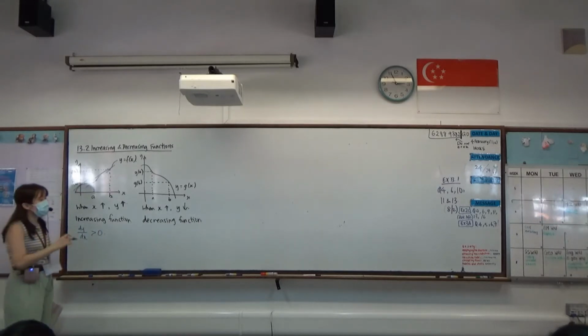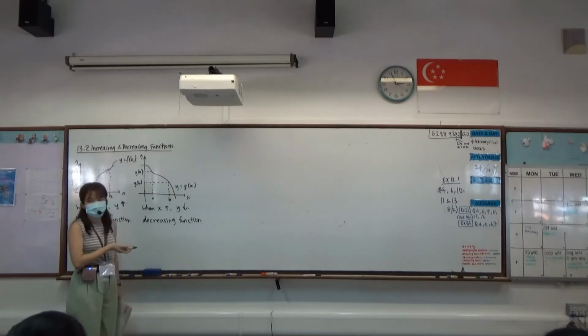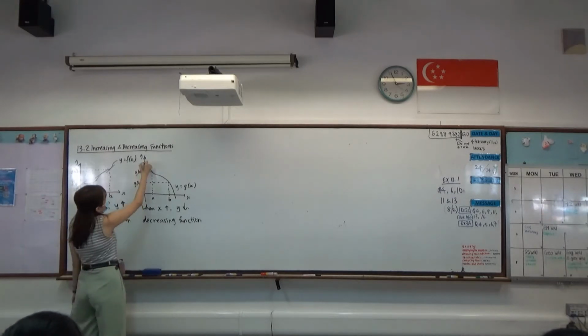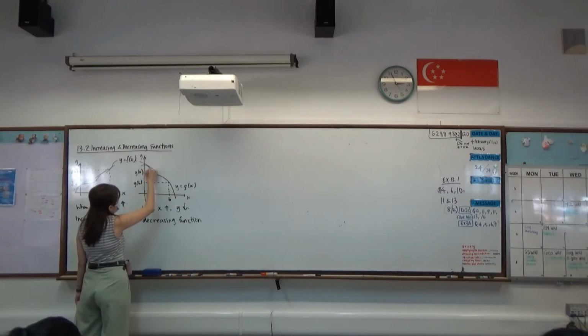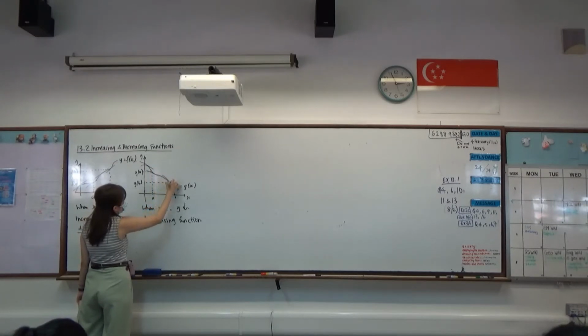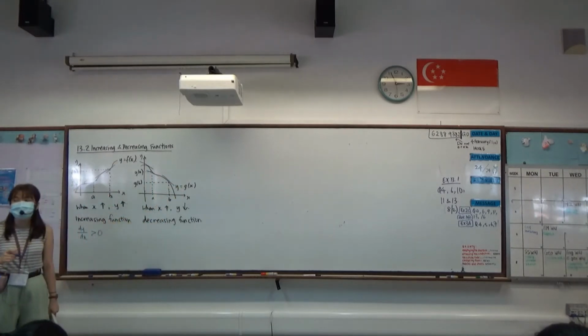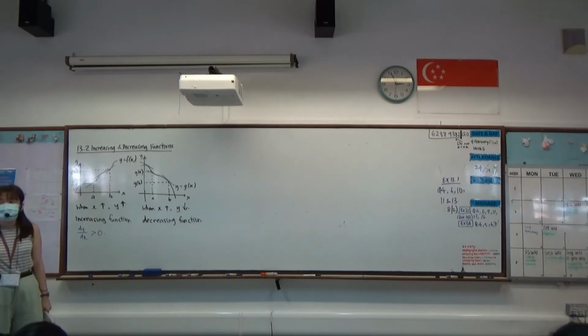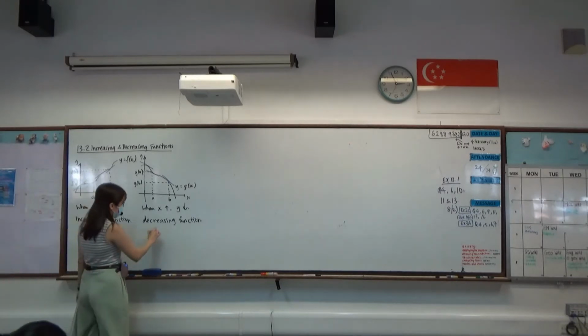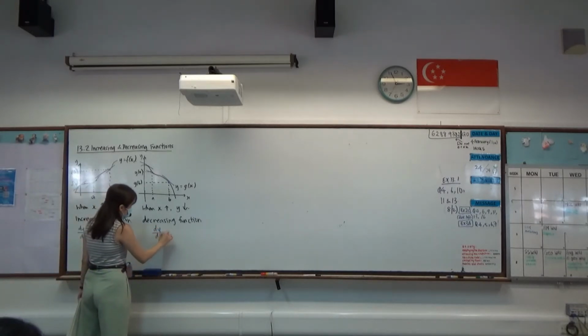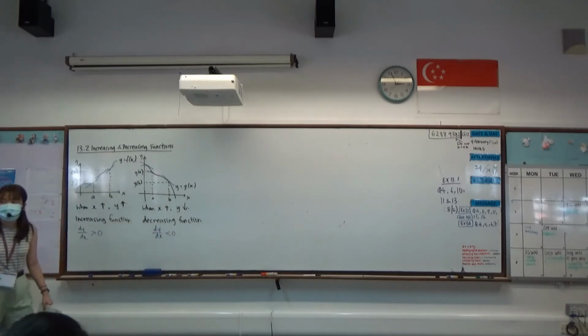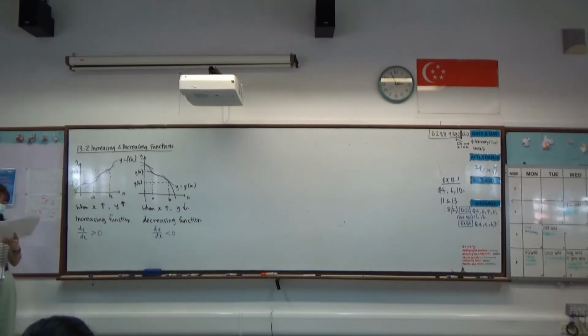Similarly, if you apply the same concept for decreasing function, if I were to investigate all the tangents that are possible to be drawn on a decreasing function itself, we notice that the gradient of all these tangents will always be negative. So dy over dx will be less than 0.